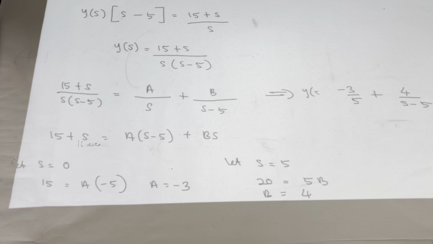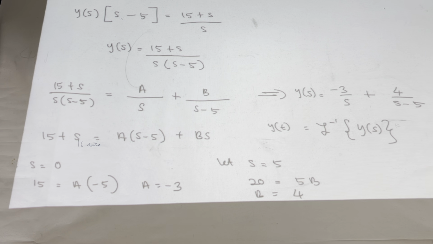So this is Y(s), minus 3 over s. Okay. Minus 3 over s plus 4 over (s minus 5). So how to get y(t)? To get y(t), that means you need to inverse Laplace. So y(t) is equal to the inverse of Y(s). That means the inverse of minus 3 over s plus 4 over (s minus 5).